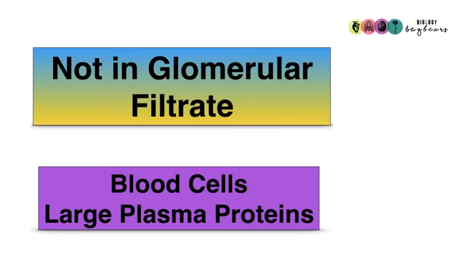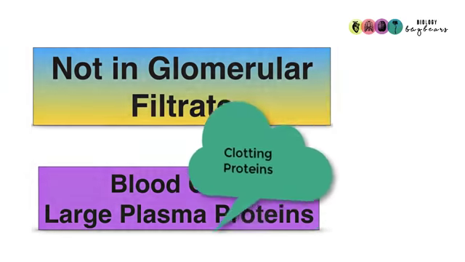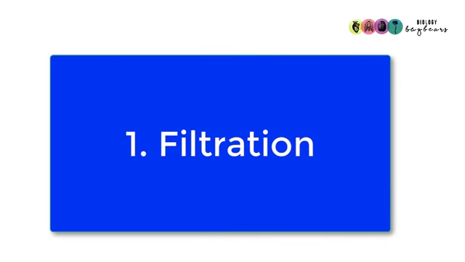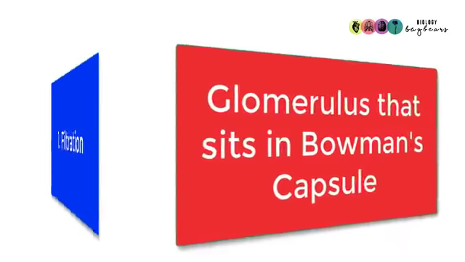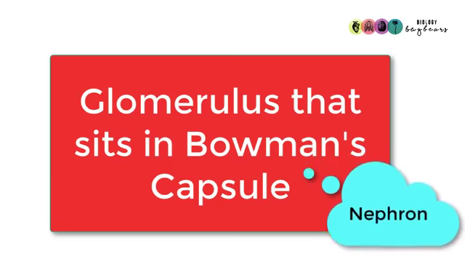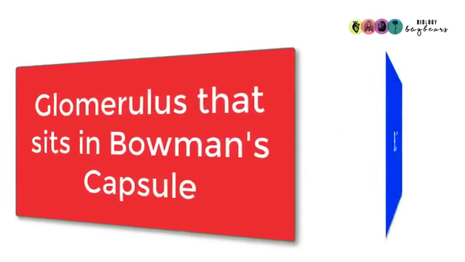It's also very important to know what does not get filtered, what is simply too large to fit through the walls of the glomerulus. Well, it's the blood cells and those large plasma proteins such as clotting proteins. So filtration was the first stage in forming urine. Where in the nephron did this take place? It took place in the glomerulus that sits in Bowman's capsule of the nephron.